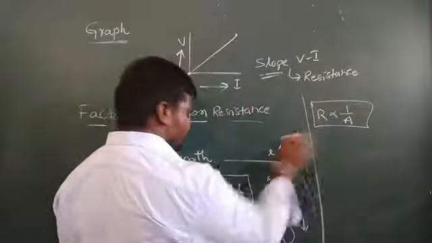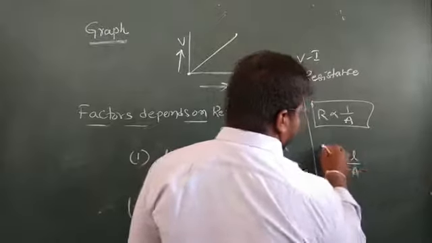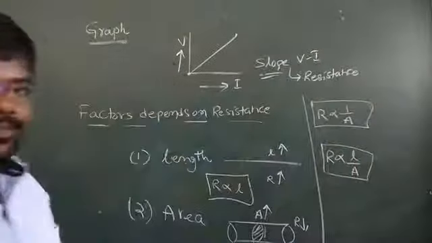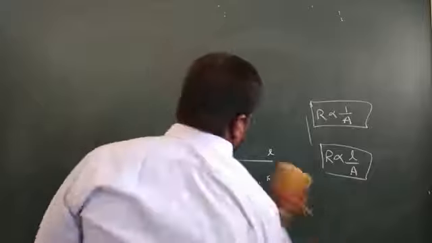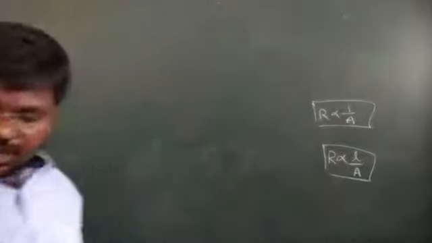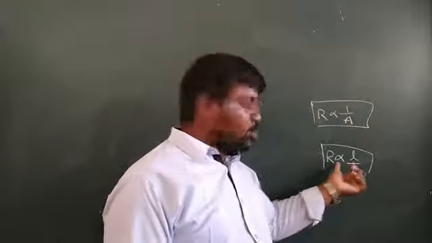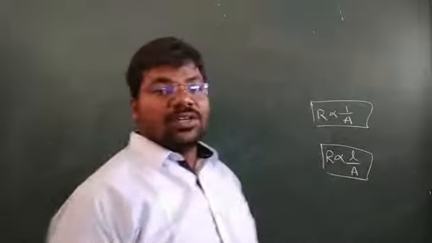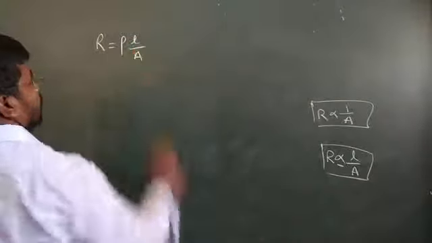From these two relations, R is directly proportional to L by A. We know that in physics, if there is a proportionality relation, we can remove the proportionality by introducing a constant of proportionality. So R is equal to rho L by A.